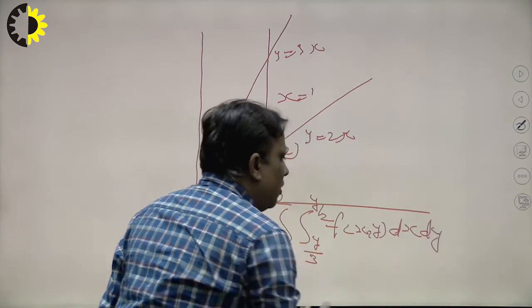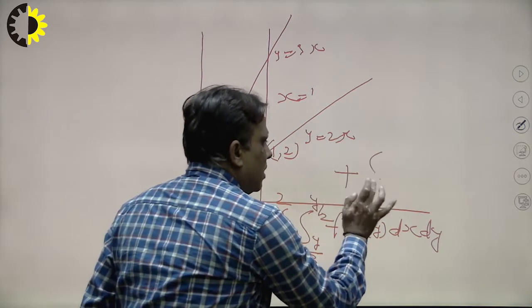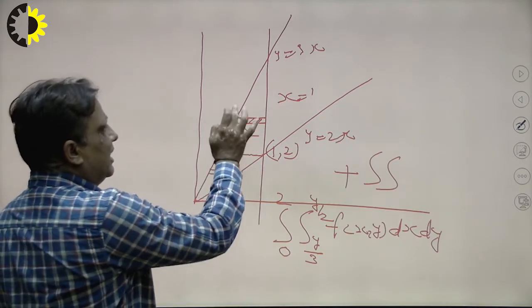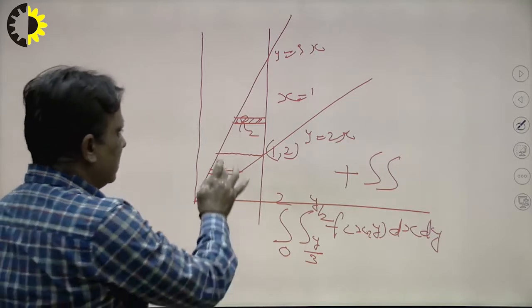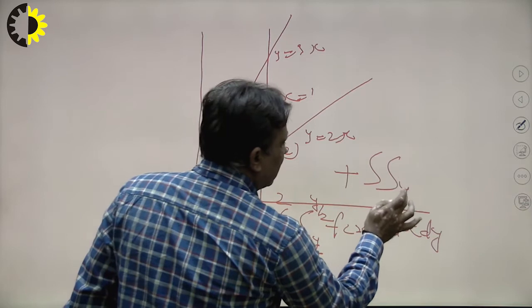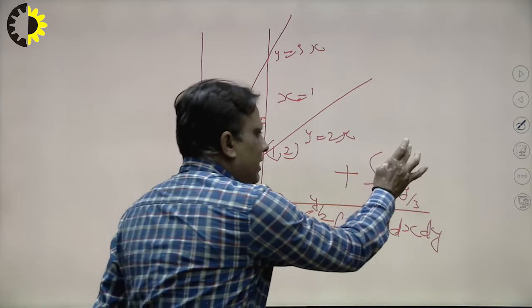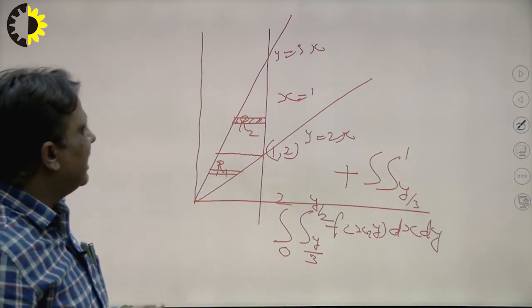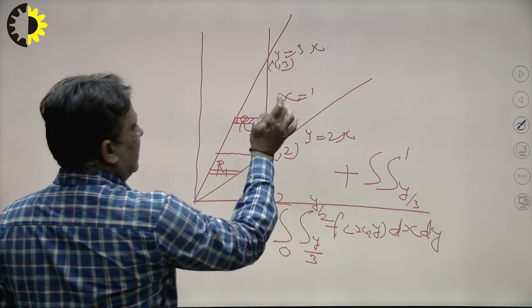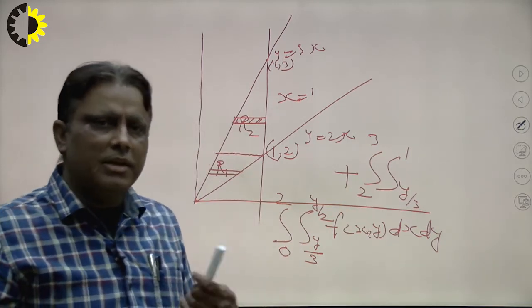Now the question is what will be the limit of region R2? I write here plus region R2. How to take the limit? From the graph, the lower part of the R2 region touches the straight line y is equal to 3x. So the lower limit will be y by 3, and the upper part touches the line x is equal to 1, that means the upper limit will be 1. Now what will be the limit of y? The coordinate of this point will be 1, 3, and the limit of y will be 2 to 3. So in this way we can find the limit of the region.